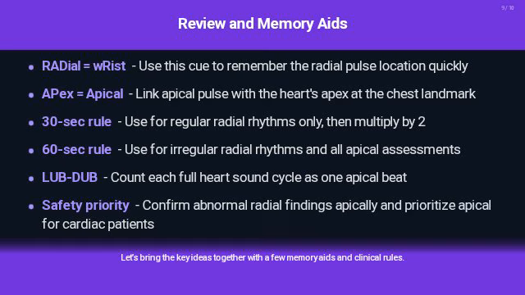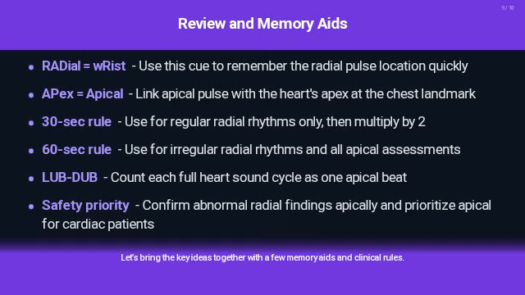For timing, use the 30-second rule only when the radial rhythm is regular, then multiply by 2. If the rhythm is irregular, count for a full 60 seconds. The same 60-second rule applies to all apical pulse assessments because accuracy is the priority. When listening apically, remember lub-dub. Each complete cycle counts as 1 beat.